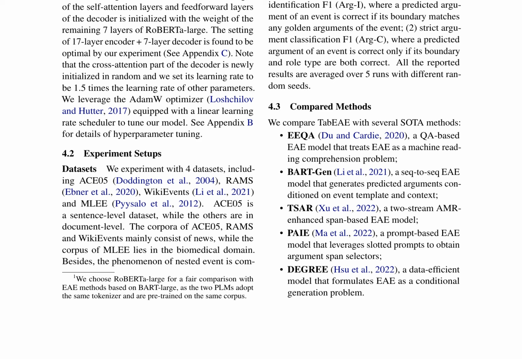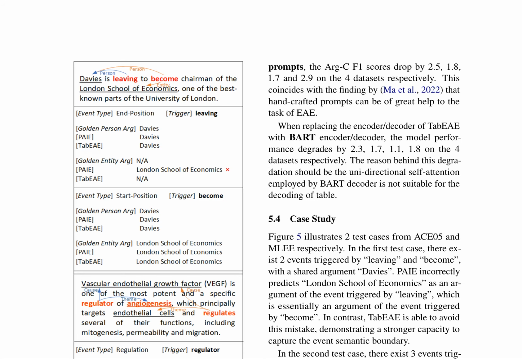Notably, TabEAE outperforms SOTA models on ACE05 and WikiEvents when trained to extract all events in parallel during inference. The authors analyze the effect of the training-inference scheme on the performance of EAE models, finding that TabEAE benefits from extracting all events in parallel during inference, especially on datasets with a high proportion of instances with multiple events.